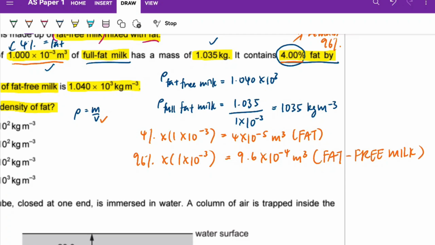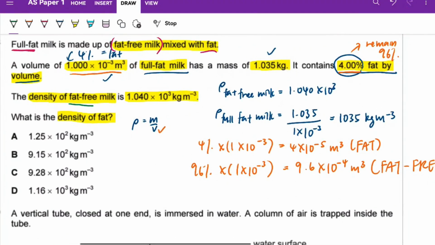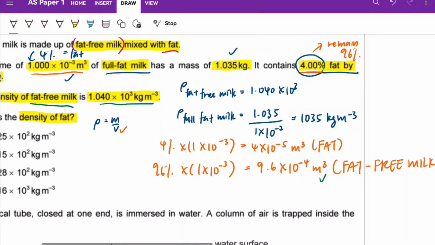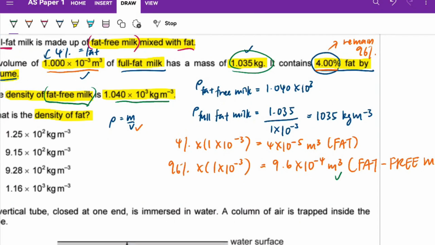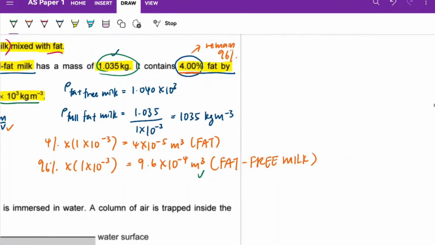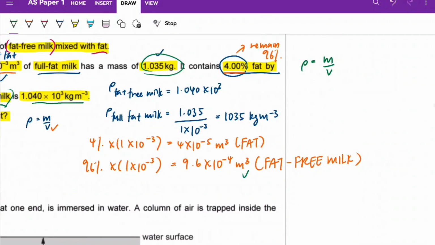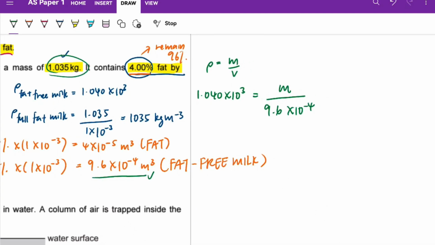How can we find the mass? Let's see the information given. They give us the density of fat-free milk, and we have the volume of fat-free milk. Can we find the mass? Yes, we can find the mass of fat-free milk. After we find it, we can take the total mass and minus it, which will give us the mass of fat. Now let's calculate the mass of fat-free milk. Density is mass over volume. Density of fat-free milk is 1.040 times 10 to the power of 3, the mass is what we want to find, and the volume is 9.6 times 10 to the power of negative 4. Make sure you take this volume, because we are calculating the mass of fat-free milk.